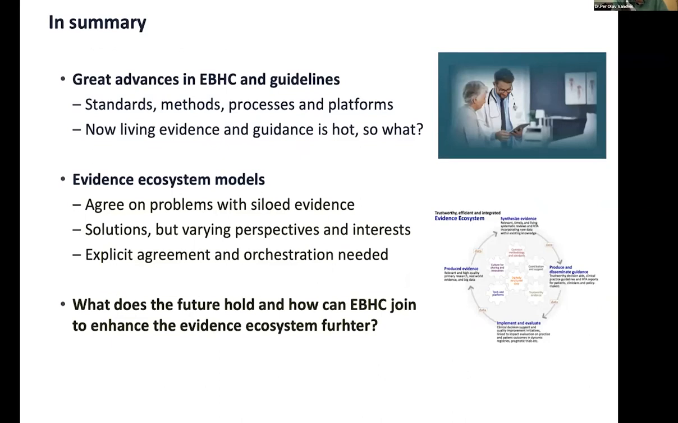I think this idea of an evidence ecosystem as a framework is helpful, but again, we have to really agree on how we're going to work together. And I'm looking forward to how the evidence-based healthcare community can support those interested in providing a true impact on policy and care based on best current research evidence. Thank you, Mike.